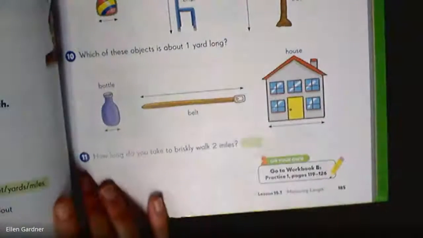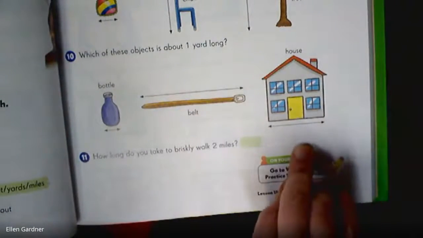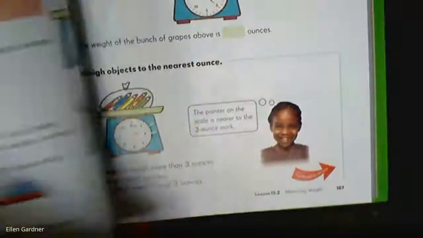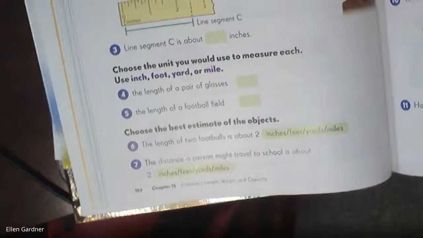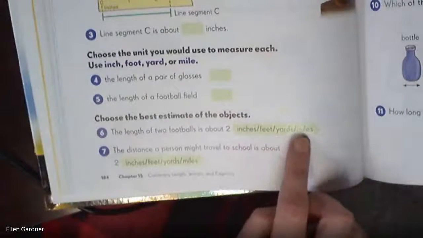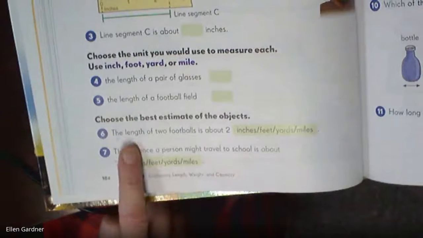Okay, and let's put that into practice. Your work for today is actually just going to be kind of reviewing inches, feet, and yards in miles. The length of 2 footballs, which one would it be? About 2 inches, feet, yards, or miles?